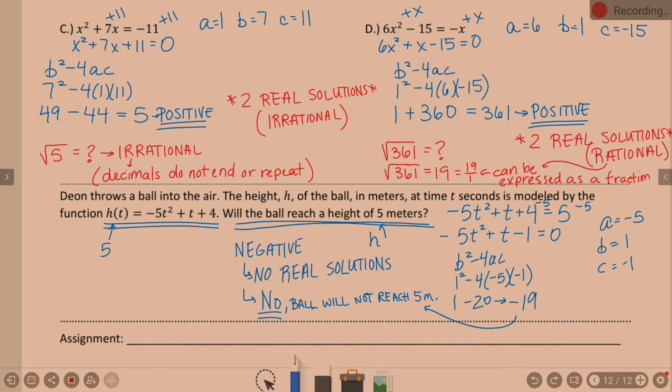Okay? So that's the idea there of how we can use a discriminant. If we needed to find when the ball reached 5 meters, we would have had to actually use the quadratic formula. Although that would have been extra work because you wouldn't even get an answer there.